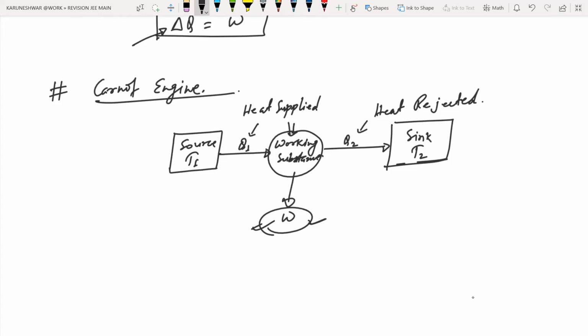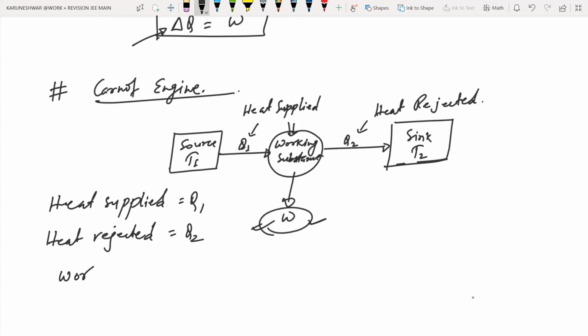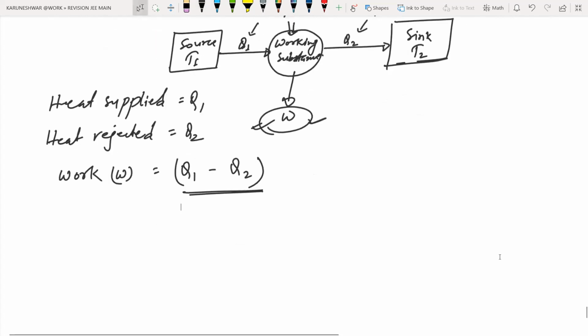We have the heat supplied, which is Q1, and then we have the heat rejected, which is Q2. So what will the work be over here? The work is simply the heat supplied minus the heat rejected. That much amount of energy is converted into work here. And on the basis of this work, you can calculate the percentage efficiency.